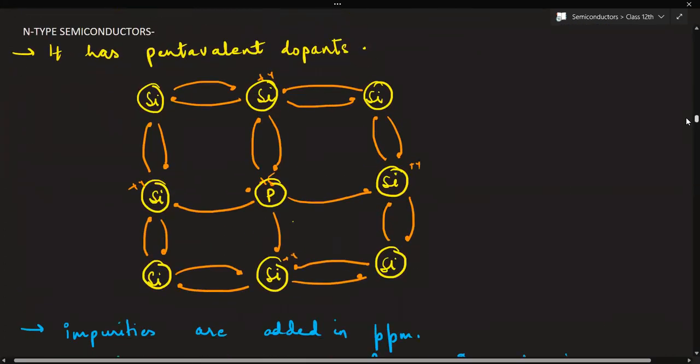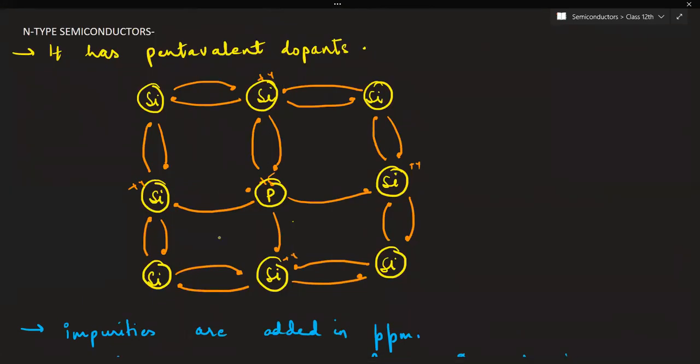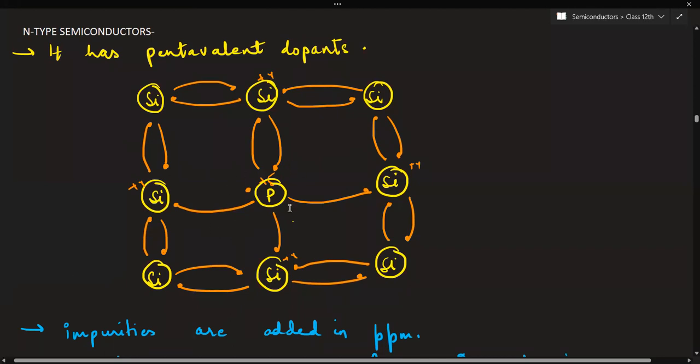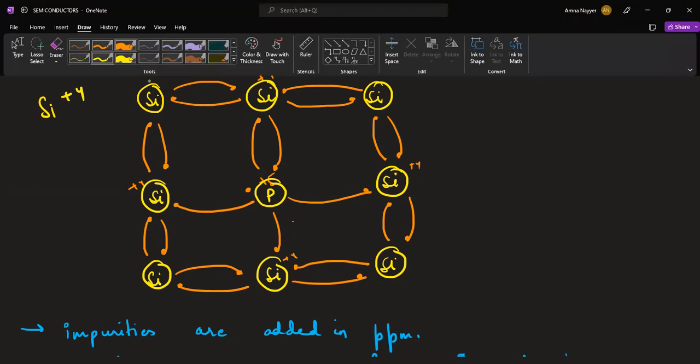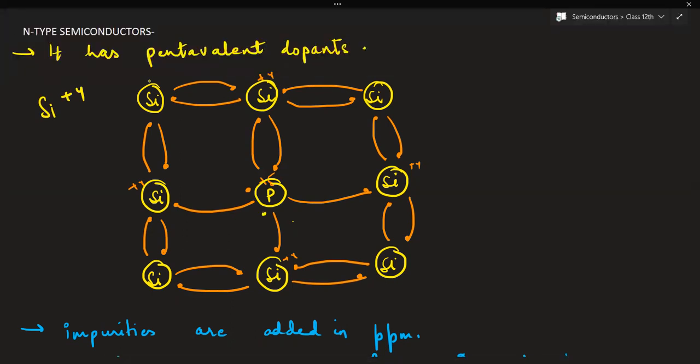See, for N-type semiconductors, these have pentavalent dopants. Like silicon, silicon, silicon everywhere. But in the middle, I have replaced one silicon atom with phosphorus. And phosphorus is a pentavalent atom. Silicon has 4 electrons in its valence shell. So now what will happen? All the 4 electrons of the silicon will get used up in bonds, one here, one here, one here. But phosphorus has 5 valence electrons, so one more electron will be present over here.